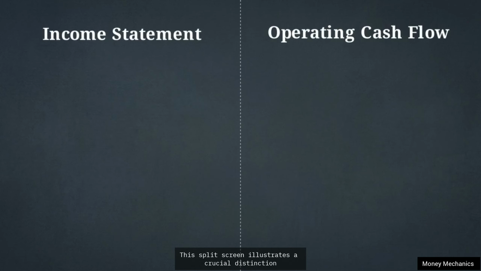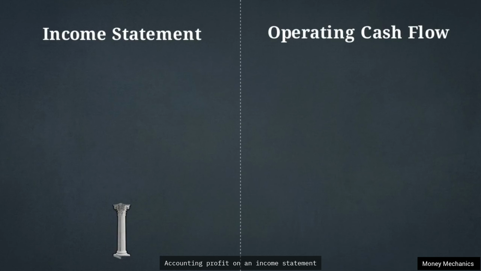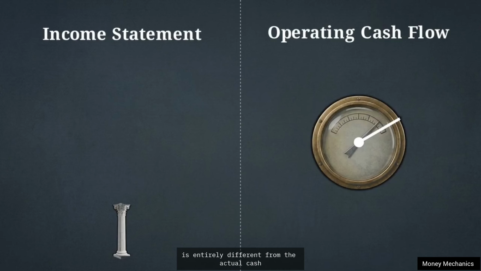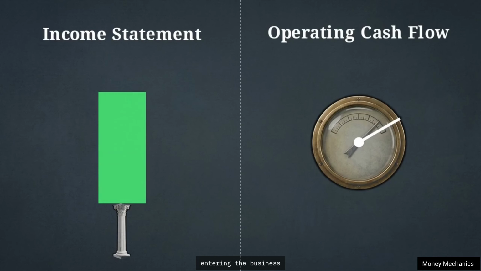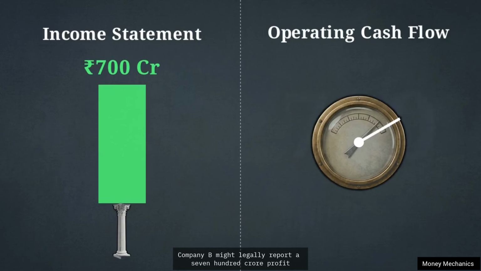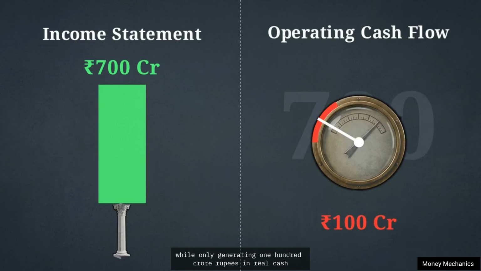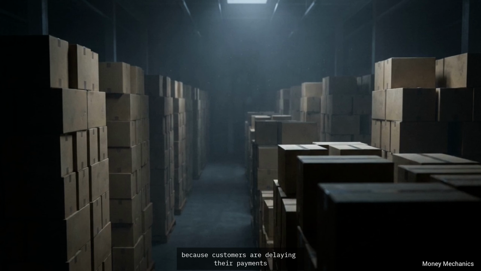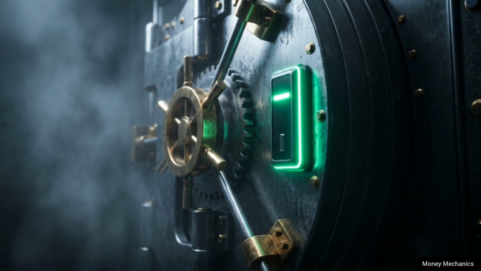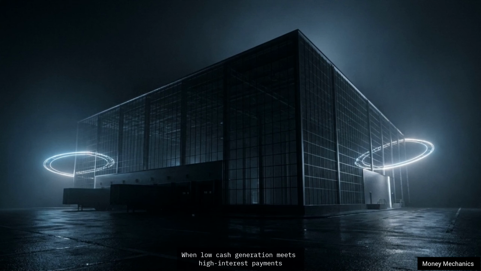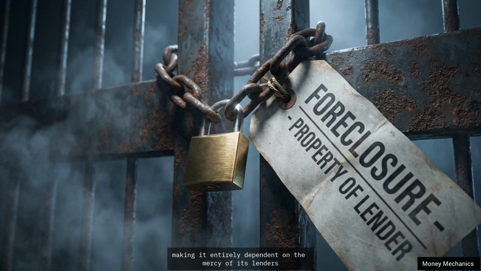This split screen illustrates a crucial distinction. Accounting profit on an income statement is entirely different from the actual cash entering the business. Company B might legally report a 700 crore profit while only generating 100 crore rupees in real cash because customers are delaying their payments and unsold inventory is piling up in warehouses. Businesses survive on actual cash, not accounting estimates. When low cash generation meets high interest payments, a company loses the ability to fund its own operations, making it entirely dependent on the mercy of its lenders.